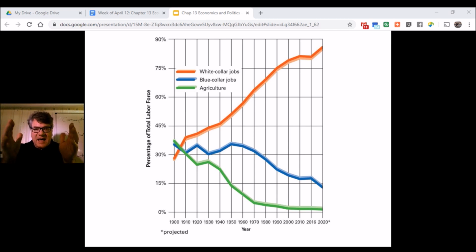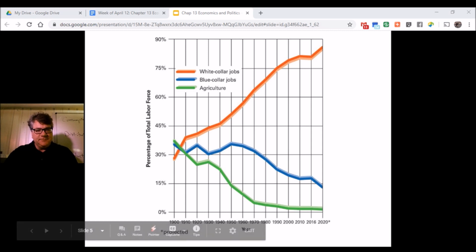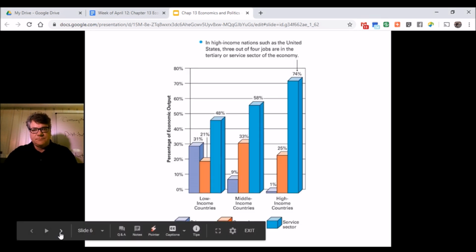Why has economic activity changed as much as it has in this way since 1900? That's the set of questions I want you to answer, and a lot of that is in the textbook, okay? All right, so there's that. Let's move on to the next slide.